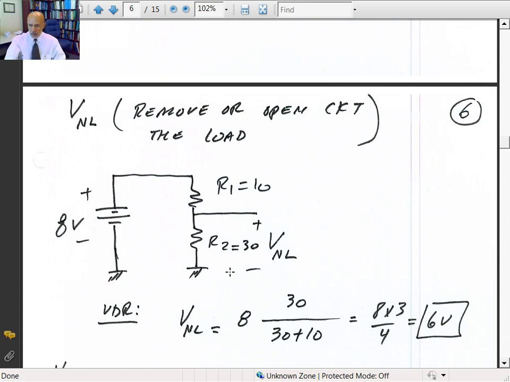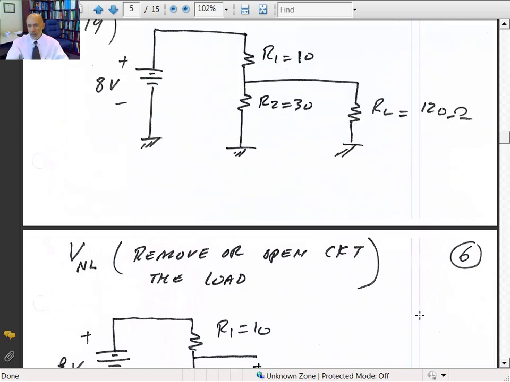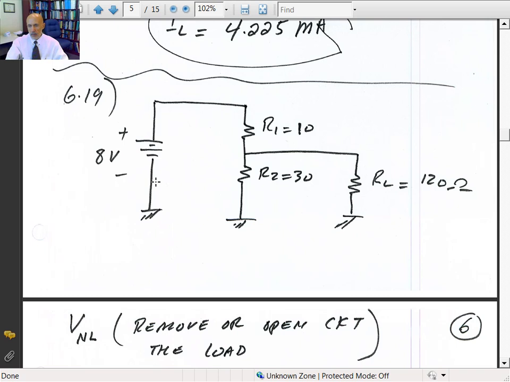So it'll be 8 times 30 divided by 30 plus 10. That gives you 6 volts. So ideally, you're really having a voltage divider supply here. You got 8 volts. You should be able to get 6 volts out of this combination here.